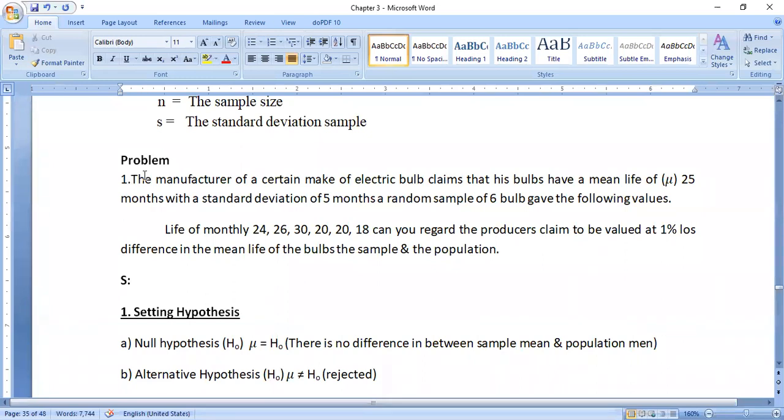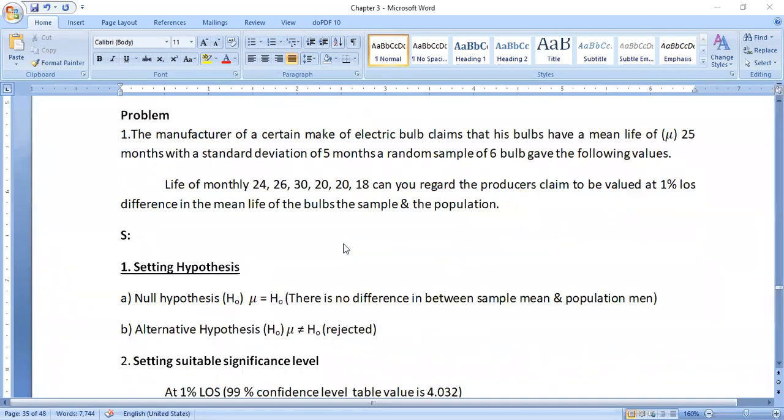Can you regard the producer's claim to be valid at 1% LOS, difference in the mean life of bulbs of the sample and the population? In this given question, n information is there. Then mean life information is there. So here we need to find the x bar value and the s value. So by observing this problem, we are going to apply the procedure.